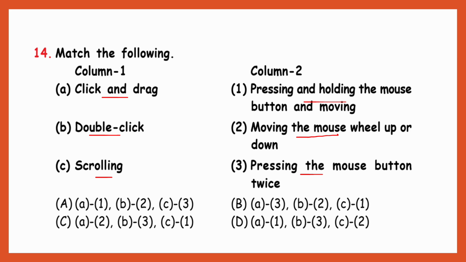So, what do you mean by click and drag? Pressing and holding the mouse button and moving. That is click and drag. Then, what is double clicking? Pressing the mouse button twice. See, this is the answer. Then, what is scrolling? Moving the mouse wheel up or down. So, what's the correct option? Option D.